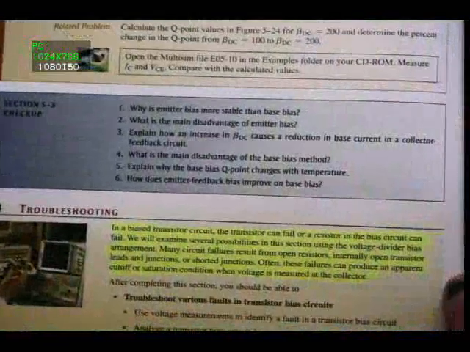Knowing that you've got the theory now, you also have to be able to do some practical work on these circuits as well. So let's just have a look at the textbook. I've marked the introductory paragraph there.